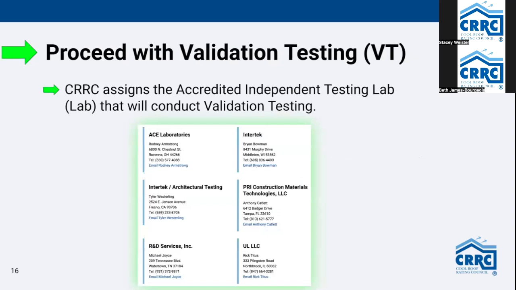Once the licensee submits the required documentation in the VT dashboard, it's a trigger to let the CRRC know that the product is ready to be shipped, and the CRRC will select and assign a testing to a CRRC approved accredited independent testing lab.